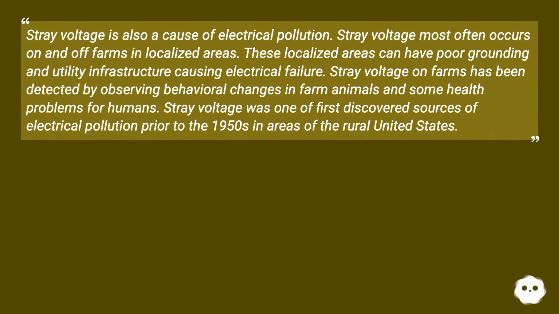Stray voltage is also a cause of electrical pollution. Stray voltage most often occurs on and off farms in localized areas. These localized areas can have poor grounding and utility infrastructure causing electrical failure. Stray voltage on farms has been detected by observing behavioral changes in farm animals and some health problems for humans. Stray voltage was one of the first discovered sources of electrical pollution prior to the 1950s in areas of the rural United States.